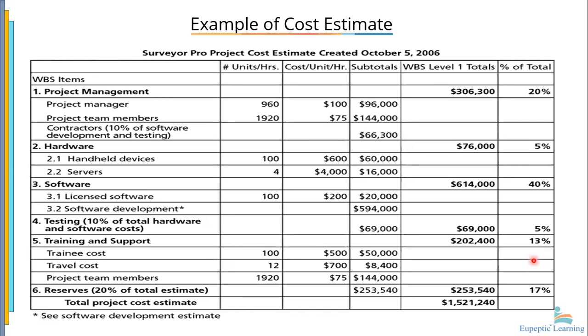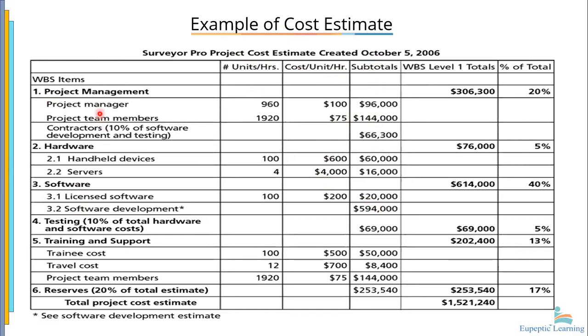This is just an example that I want to show you. So this example of a cost estimate, you see, these are the WBS items. We have looked at a unit. Remember, we said that the cost management plan will contain the unit and all that. So cost unit, you see, and then the subtotals.